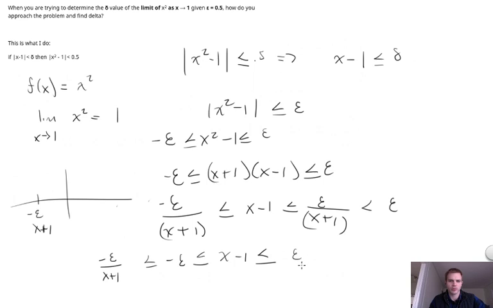So epsilon, so if you scale this, epsilon should always be less than that. And epsilon should always be greater than that. Okay. Yes. So then we can just drop this. We don't need that anymore.